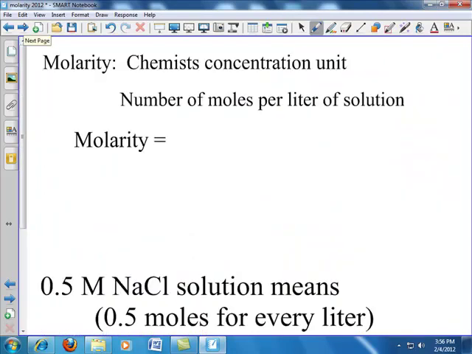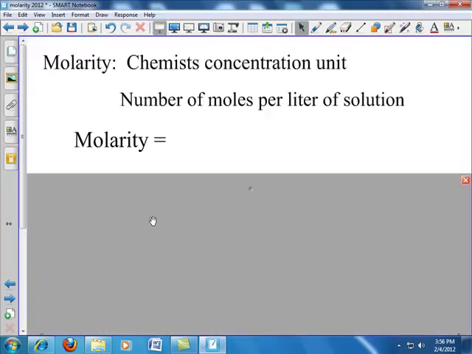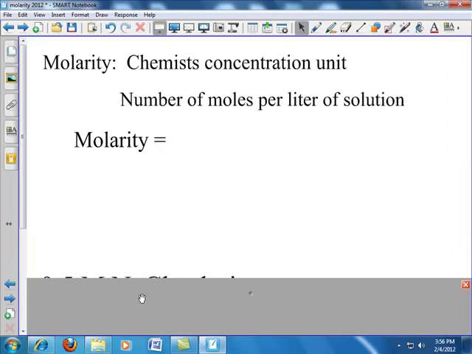Now, how do chemists do that? Well, chemists use a unit called molarity. Molarity is the chemist's concentration unit. And what molarity is, it's the number of moles that you have per liter of solution. Okay? And let me repeat that. It's how many moles you have for every liter of solution that you have.